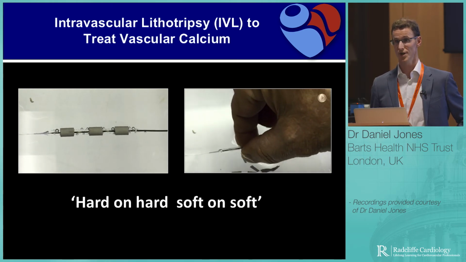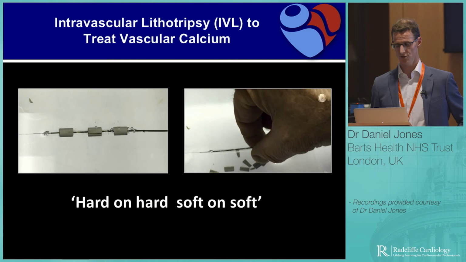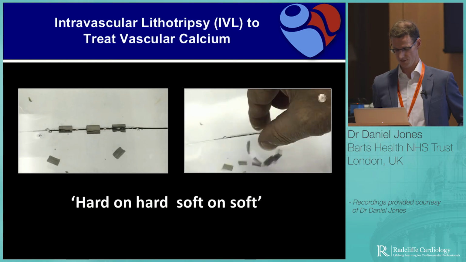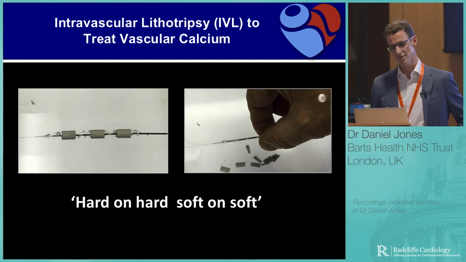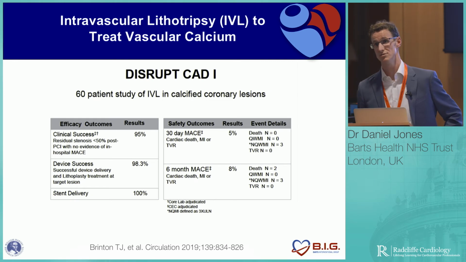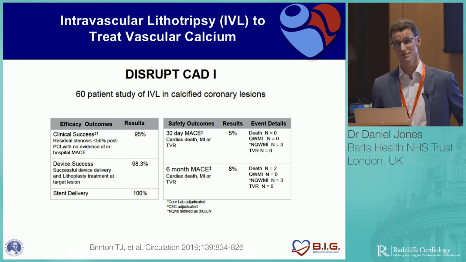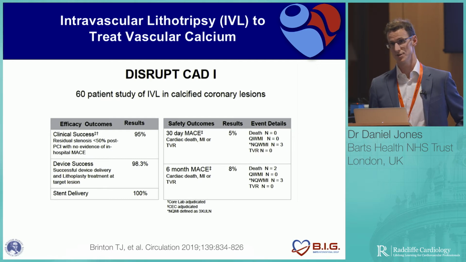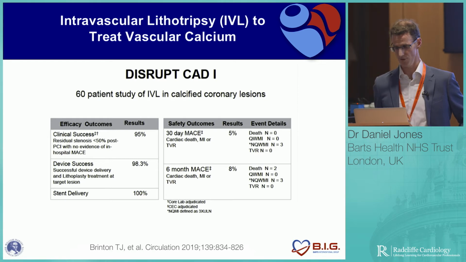And these videos just display the effect of the shock waves on hard lesions and no effect on the soft. There's little data so far, and no randomized data from a shockwave perspective. There's a single Disrupt CAD I study, 60 patients, which showed high rates of stent delivery, so 100%, with low adverse event rates. And future studies are ongoing, and we're a centre here for the future shockwave studies.